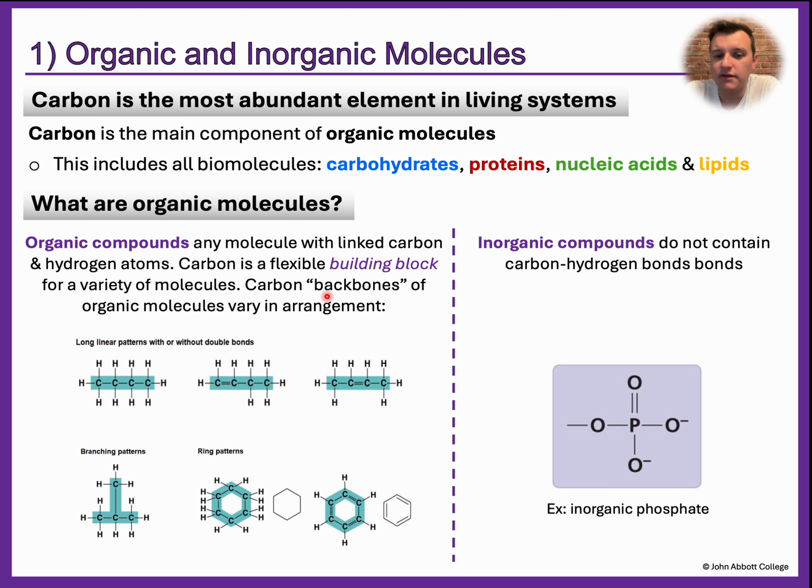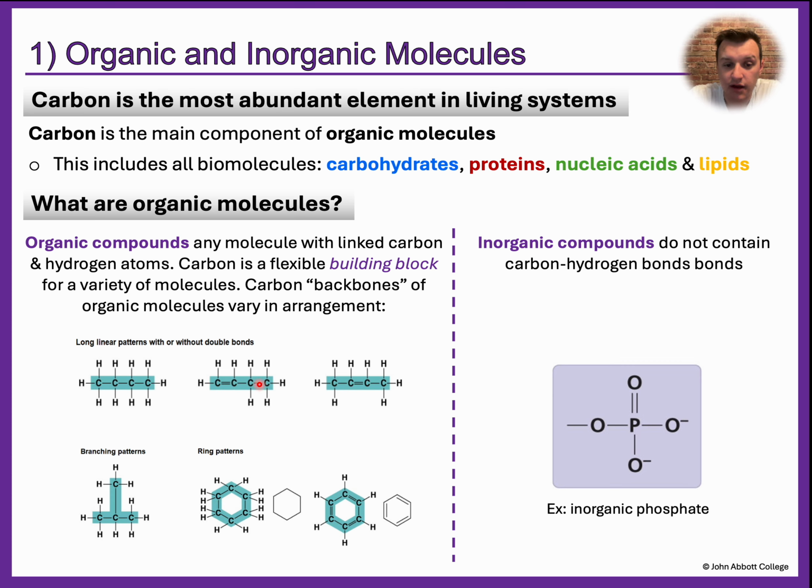So carbon, we call it the backbone of organic molecules, okay? So carbs, proteins, nucleic acids, lipids, they all have as a backbone carbon. These carbon and hydrogens that are repeating, right? Remember the definition of organic compounds is that they're linked carbon and hydrogen atoms, right? So carbon backbones of organic molecules can vary in their arrangement. They can be long linear patterns with or without some double bonds. So here you have 1, 2, 3, 4 carbons all linked with hydrogens. You'll note that all the carbons need 4 bonds.